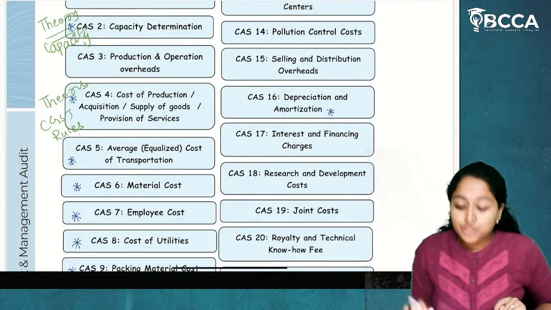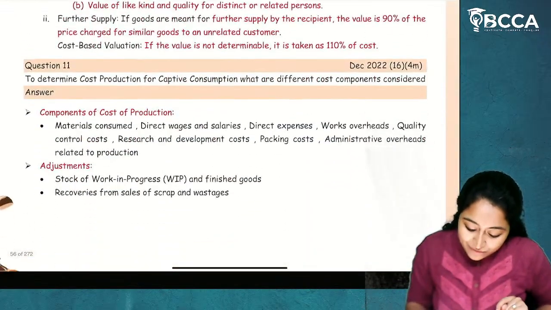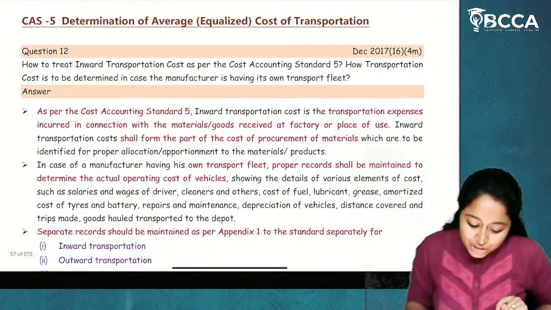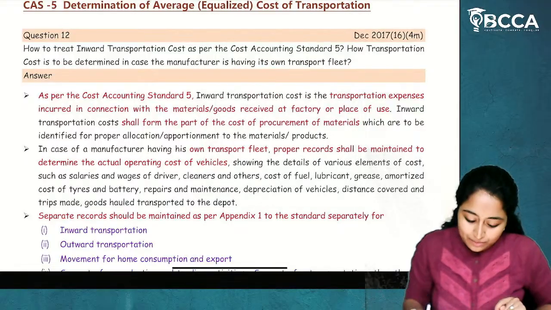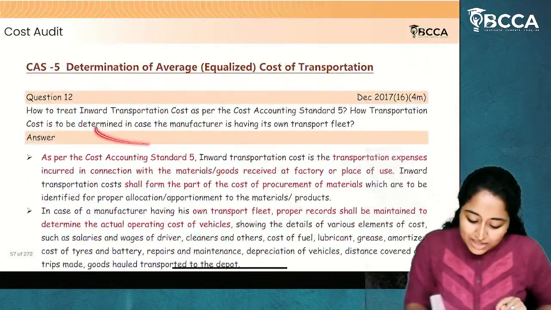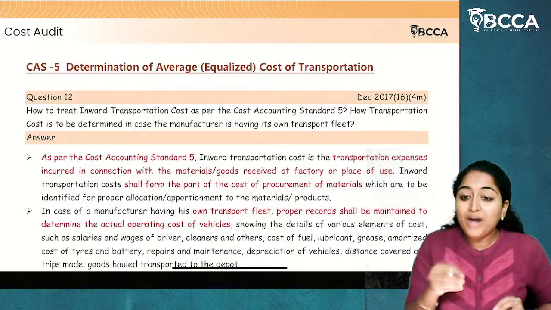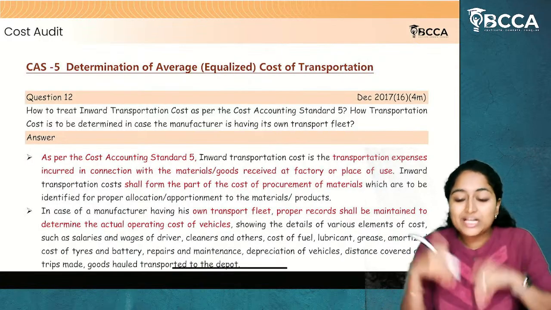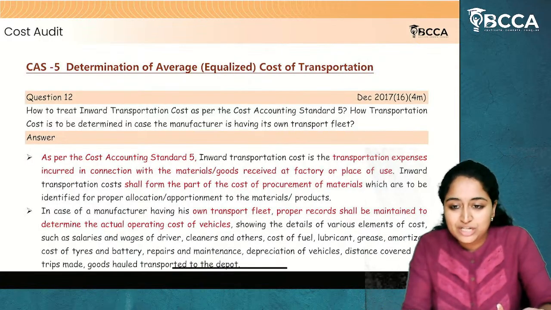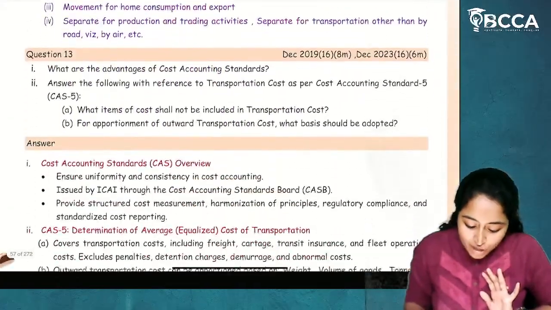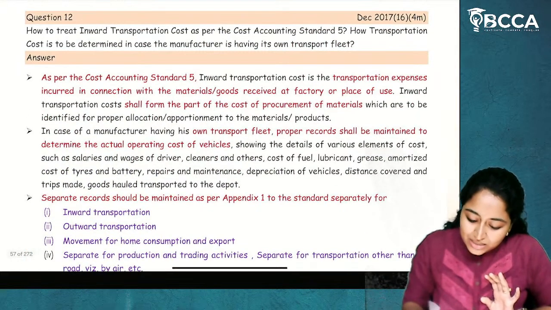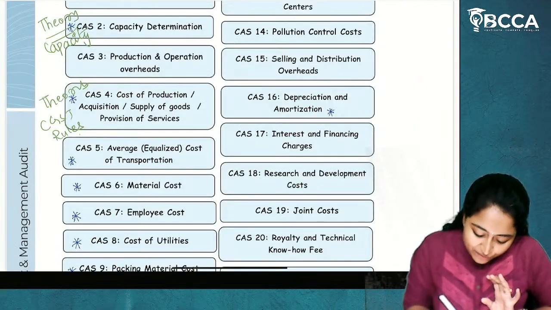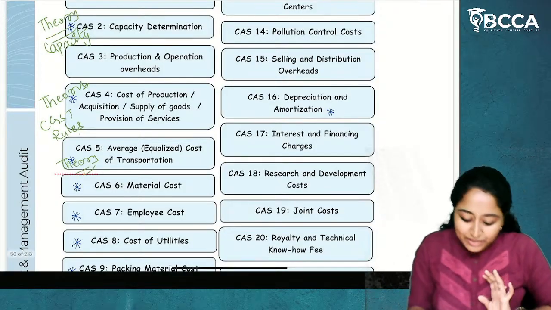CAS 5, average cost of transportation. Questions will be framed from average cost of transportation regarding inward transportation cost and outward transportation cost. Now, what about the transportation cost if the company has its own transportation fleet or a hired transportation fleet? Regarding that, the question will be framed. So, these are the theoretical questions which have been tested from CAS 5. So, from CAS 5 also, theory questions can be tested.